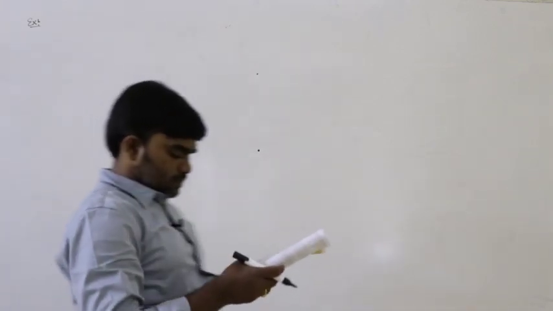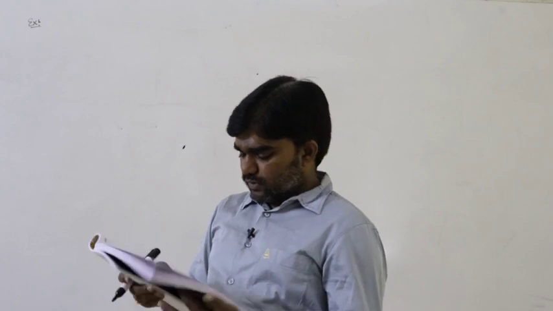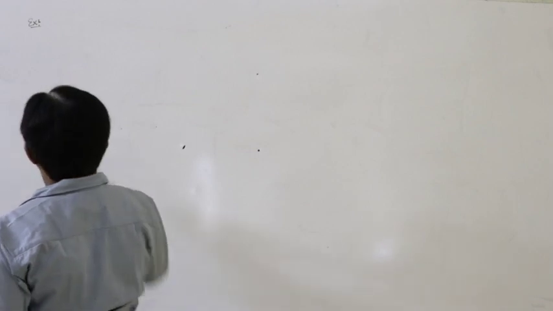Next, one more problem, one more example here. Two conducting rings of radius r and 2r move in opposite directions with velocities 2v and v respectively on a conducting surface S. There is a uniform magnetic field of magnitude B perpendicular to the plane of the rings. The potential difference between the highest points of the two rings is?